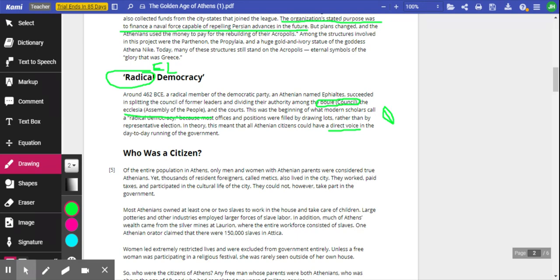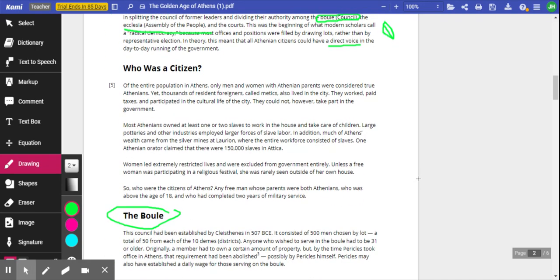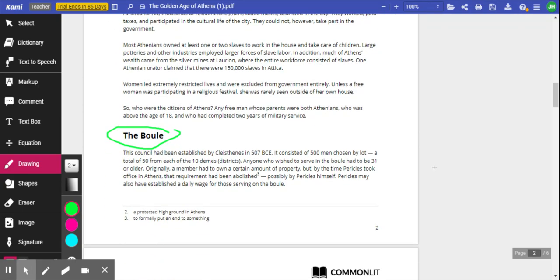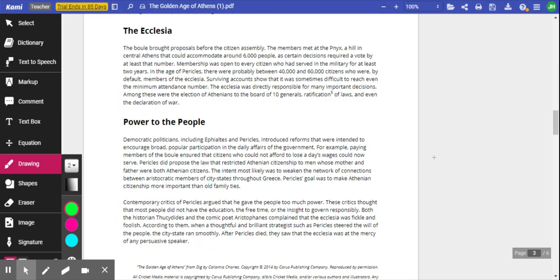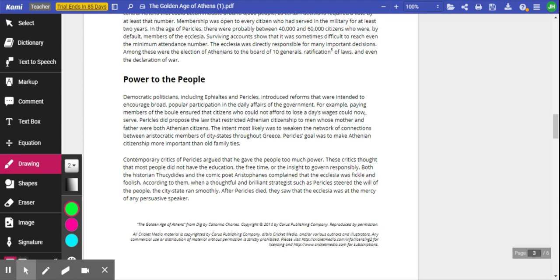So now it is your turn in the next couple of slides to annotate, just like we were practicing, the rest of the article. So you'll see that linked in the next couple of slides.